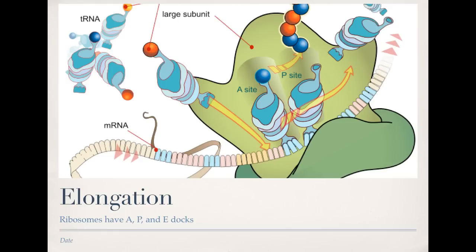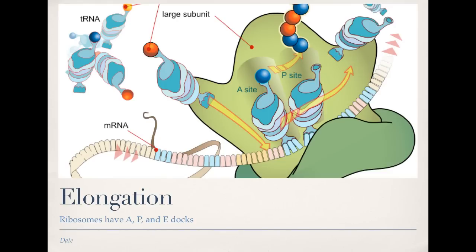Now note that there are more tRNAs than there are amino acids, but each tRNA is going to bring a specific amino acid. That amino acid will be added to the chain, and then the tRNA will leave and go get another amino acid and bring it over. You see down there in the note that ribosomes have an A, a P, and an E dock. Here's what I mean by that.